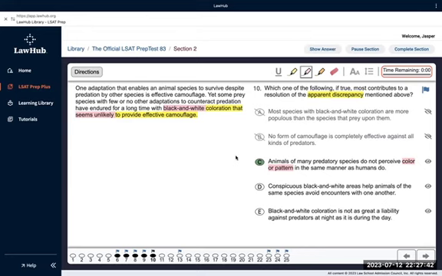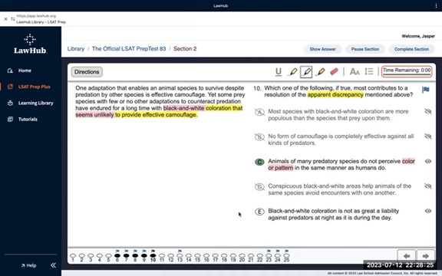So I like C. D, conspicuous black and white areas help animals of the same species avoid encounters with one another. Okay. But we're not really worried about animals avoiding encounters with one another, right? These are prey species. So them staying apart from each other isn't really relevant to them as prey, being camouflaged to protect them from predators.